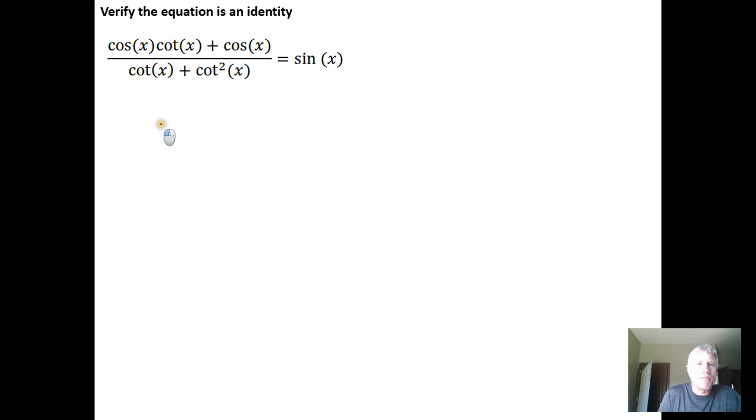So clearly the left hand side looks the worst, so I'm going to start by transcribing it. Cosine x, cotangent x, plus cosine of x, all over cotangent of x plus cotangent squared of x.